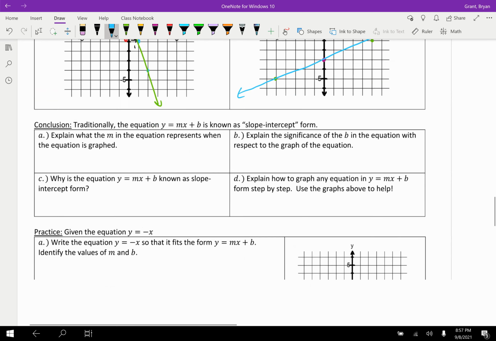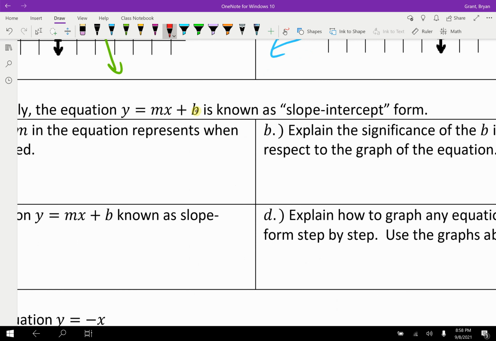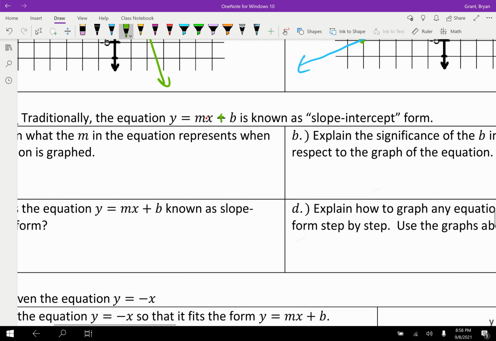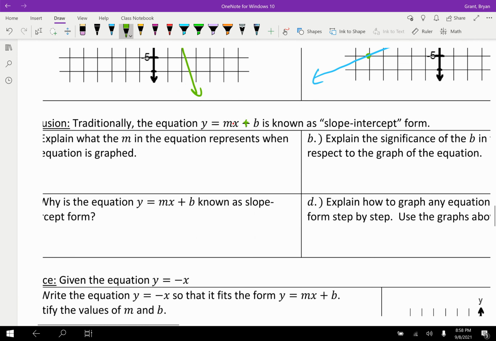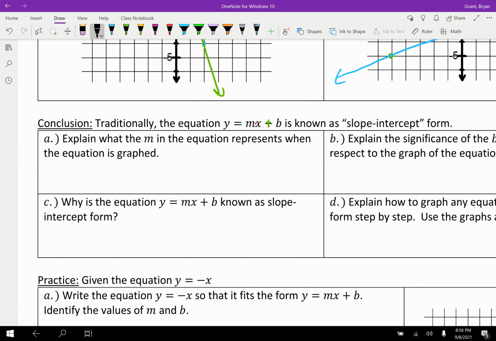In fact, we need a quick conclusion here, and then you guys can get some practice in. Traditionally, our equation is written as y equals mx plus b. You should note that the m is multiplying times x, and the b, of course, is adding to x. This is known as slope-intercept form, and you do need to know that name. We should know at this point what m represents, right? m in this equation is, of course, the slope.